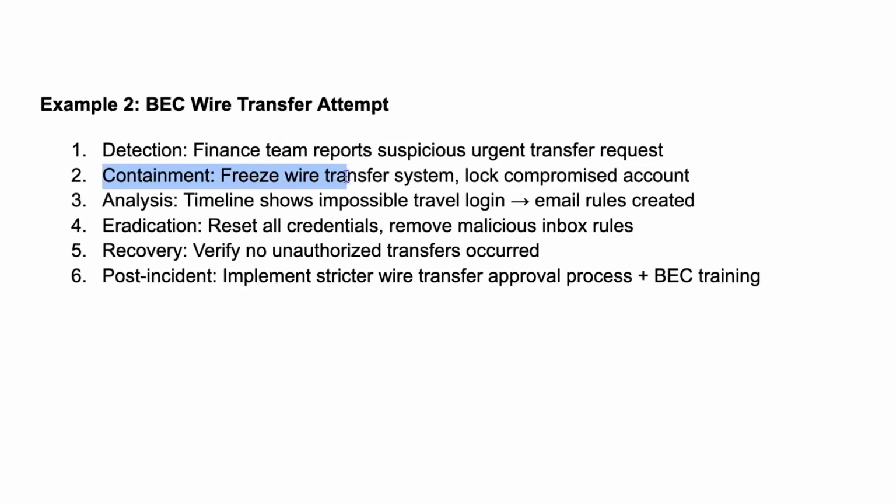The containment would be to freeze the wire transfer system and lock the compromised account. It could be the CEO, by the way. Like it could be anybody, because CEOs, again, they're not technically savvy. So they could do something silly and now their business email is compromised, and now somebody's sending out an email from the CEO's email address saying, hey, transfer all this money. And it's coming from the CEO. So it's like, well, that doesn't sound right. So you freeze the wire transfer system and then you lock the CEO's email address. You lock their entire account altogether so that they can't do anything.